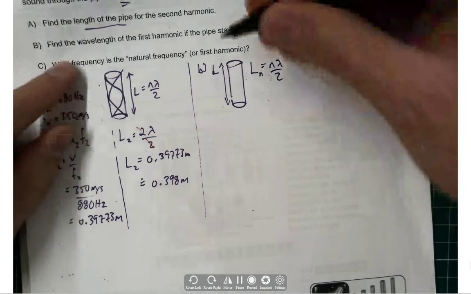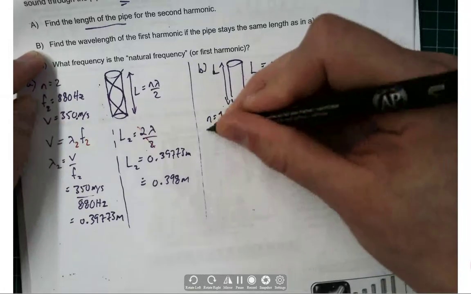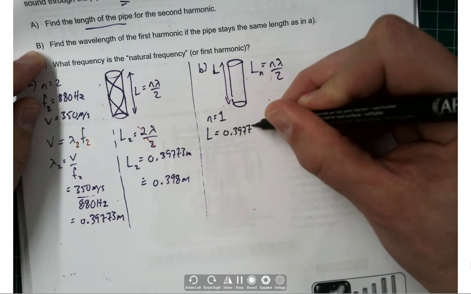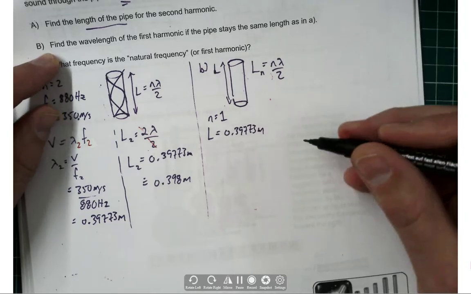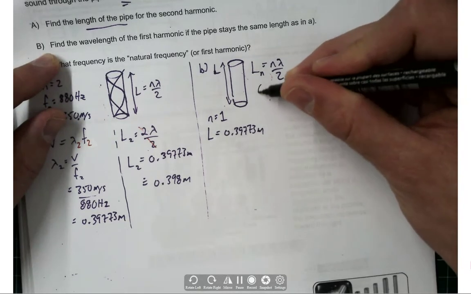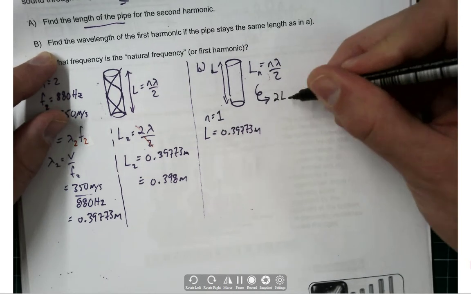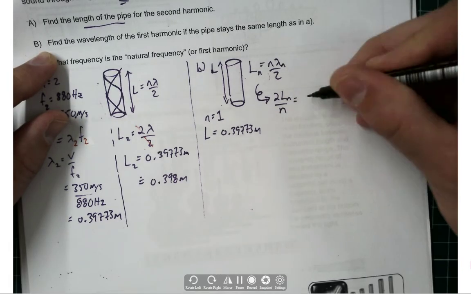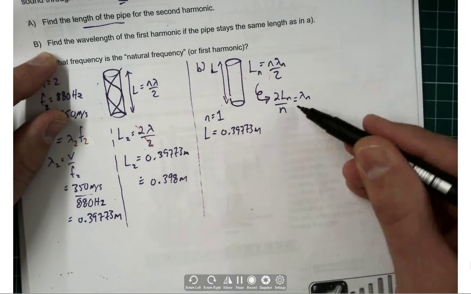But it's the first harmonic, so that means n is equal to 1. The L value is still equal to the unrounded 0.39773 meters. And I want to find the wavelength. Well, that just means I'm isolating for lambda. So with a little bit of rearranging, I'm going to get lambda n equals 2 times Ln over n, for the first harmonic, right? I'm just rearranging this equation to get lambda n all by itself.